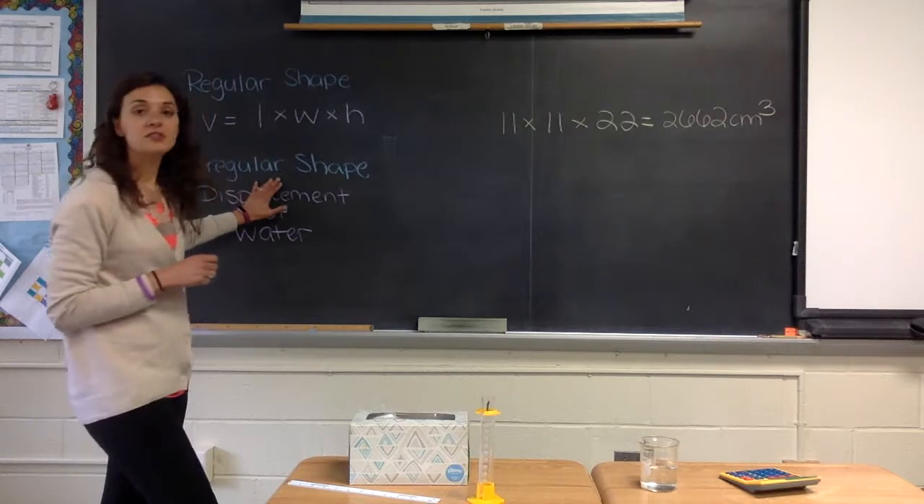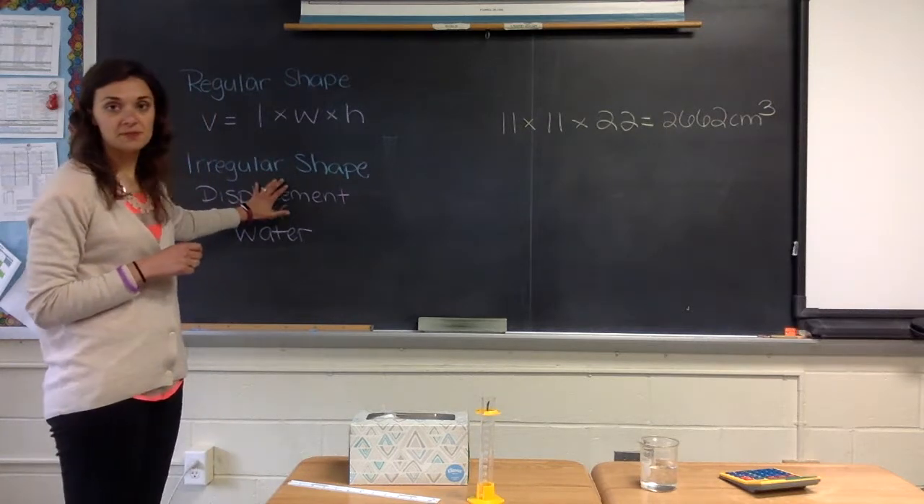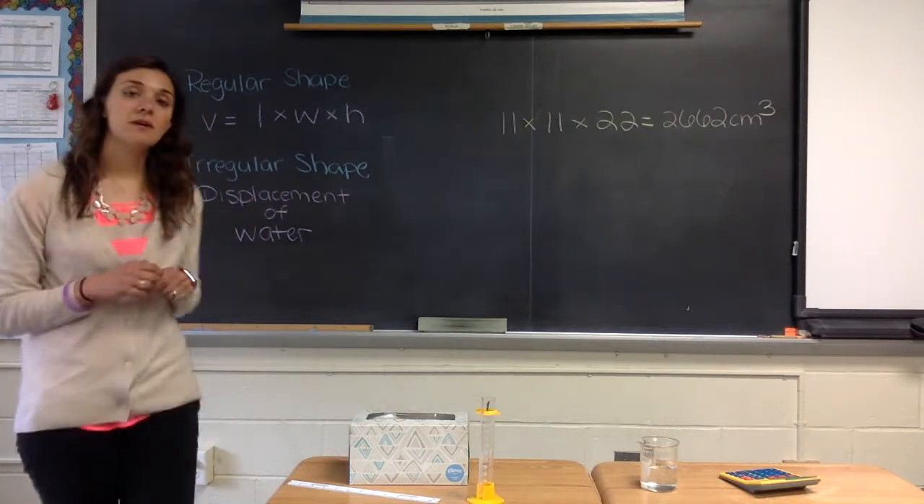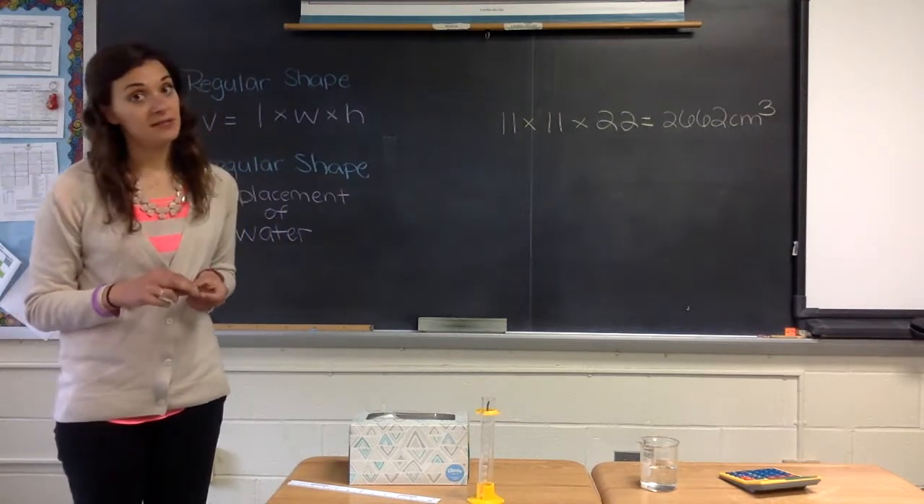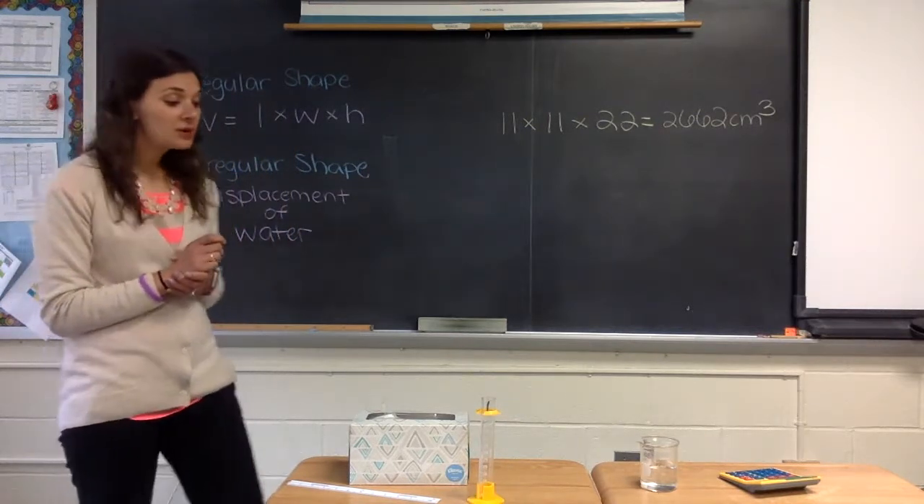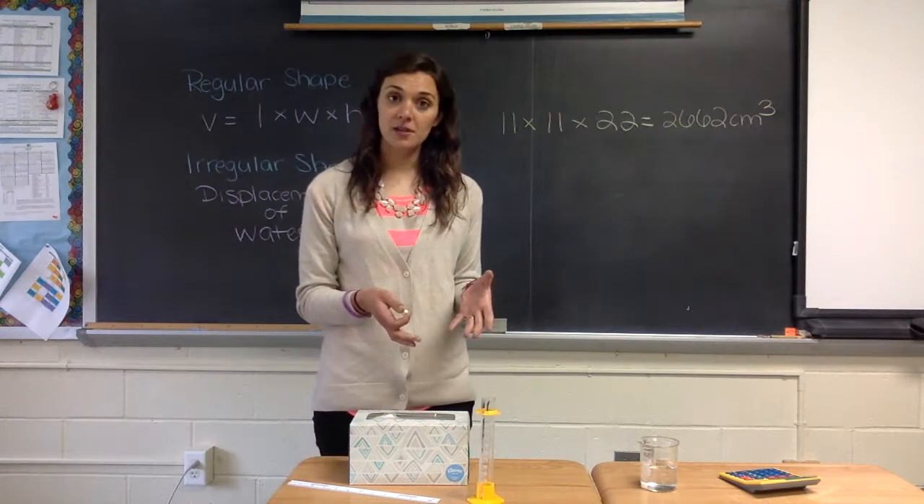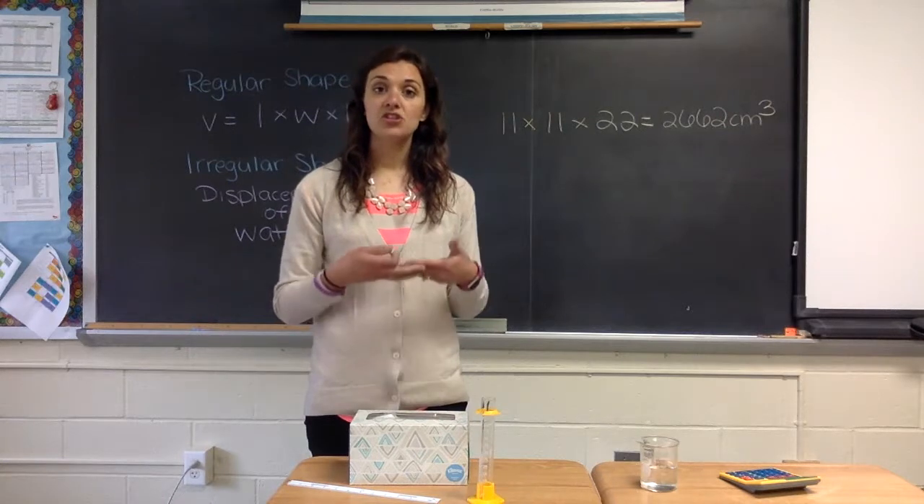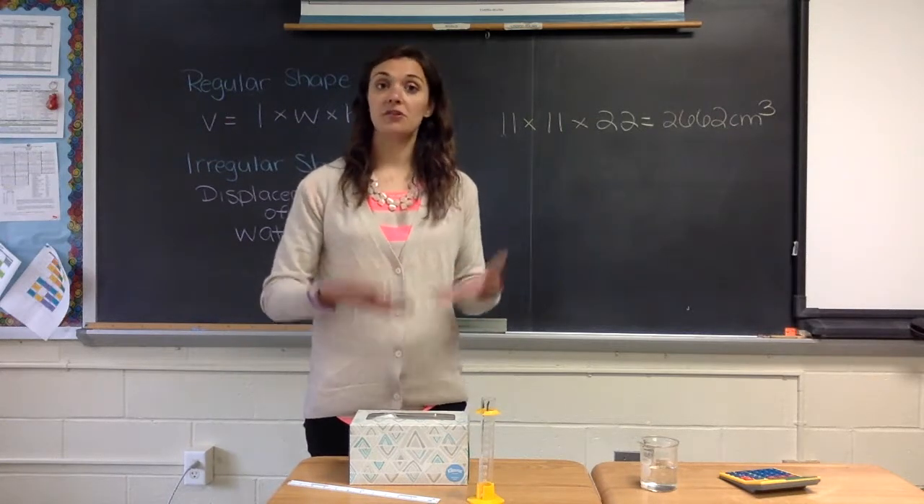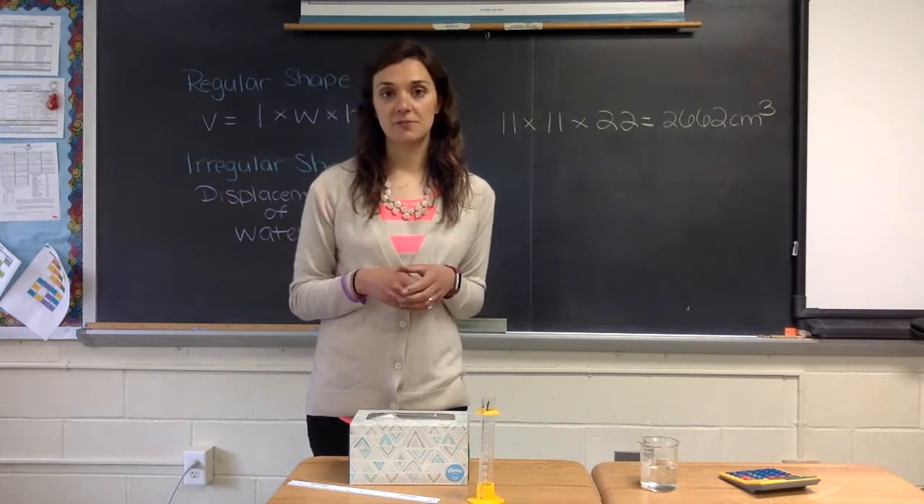How about an irregular shape's volume? We do this by a method called displacement of water. Really what this means, in layman's terms, is that we're going to put some water into our graduated cylinder, and we're going to recognize how the volume changes, how much the water rises because of the object we placed in.